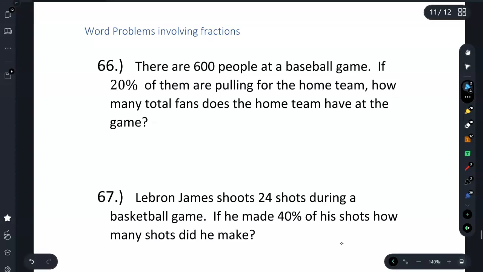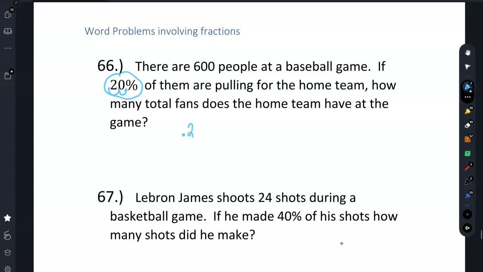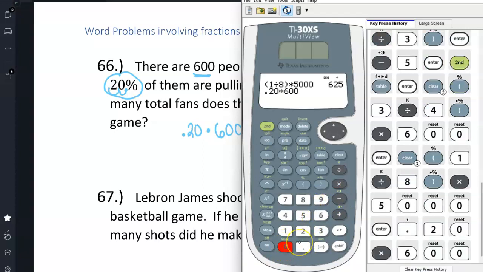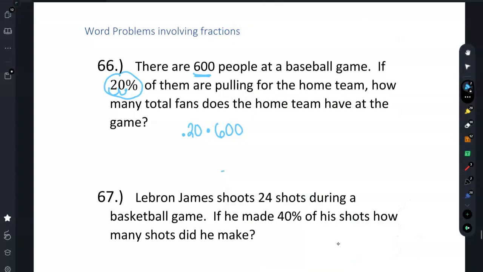So just like when we had the fraction, if I want to find a percentage of a total, I'm going to multiply. So the math that I'm going to do is I first need to turn this into a decimal because your calculator doesn't have a percent. So we need to turn it into a decimal. So move that decimal 2 times, which gives me 0.20. And then you multiply that by the total amount. So 0.20 times 600. I'm going to grab my calculator. 0.20 times 600. Press enter, and I get 120. So that means I have 120 home fans at the game.